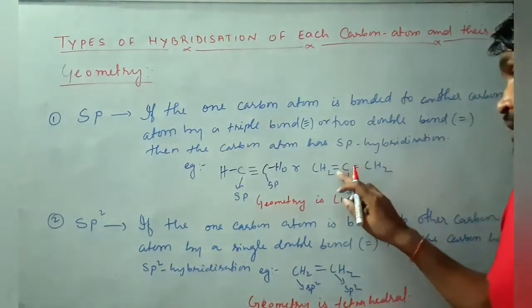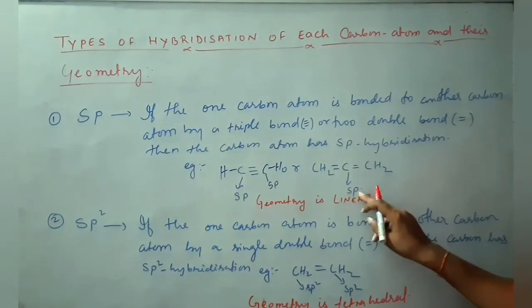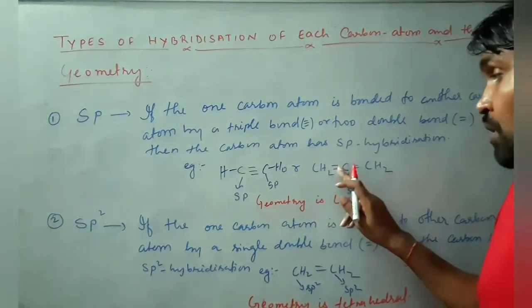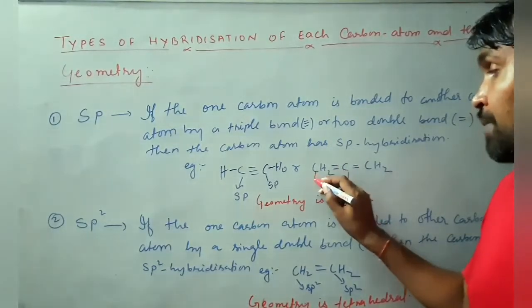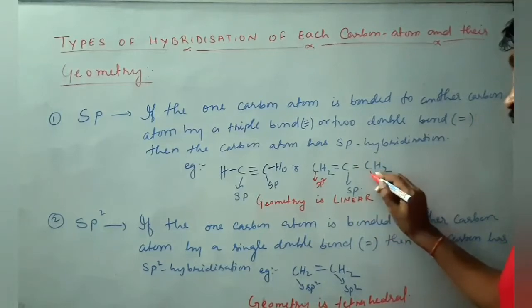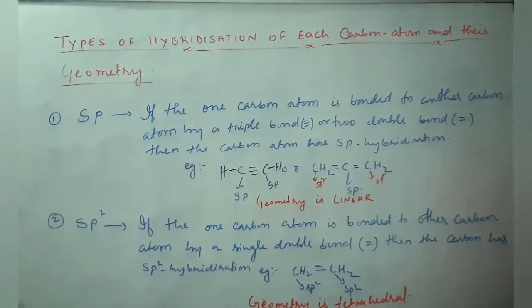You can understand here also: this central carbon is attached to two double bonds, so the hybridization is sp. But this carbon, on the side, is attached to only one double bond, so the hybridization will be sp2. This carbon is also attached to only one double bond, so the hybridization here also will be sp2. Dear students, hope you have understood.